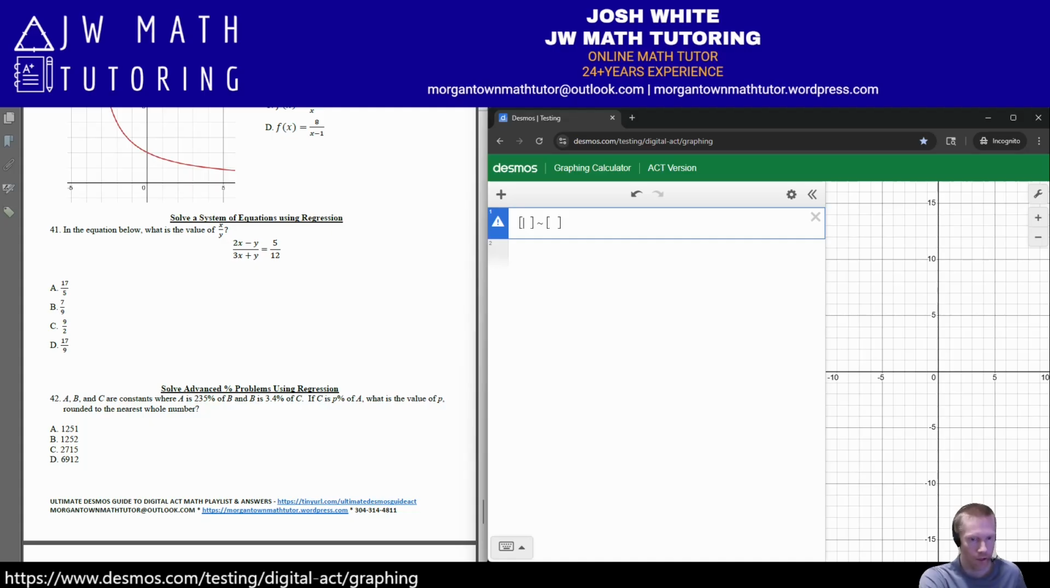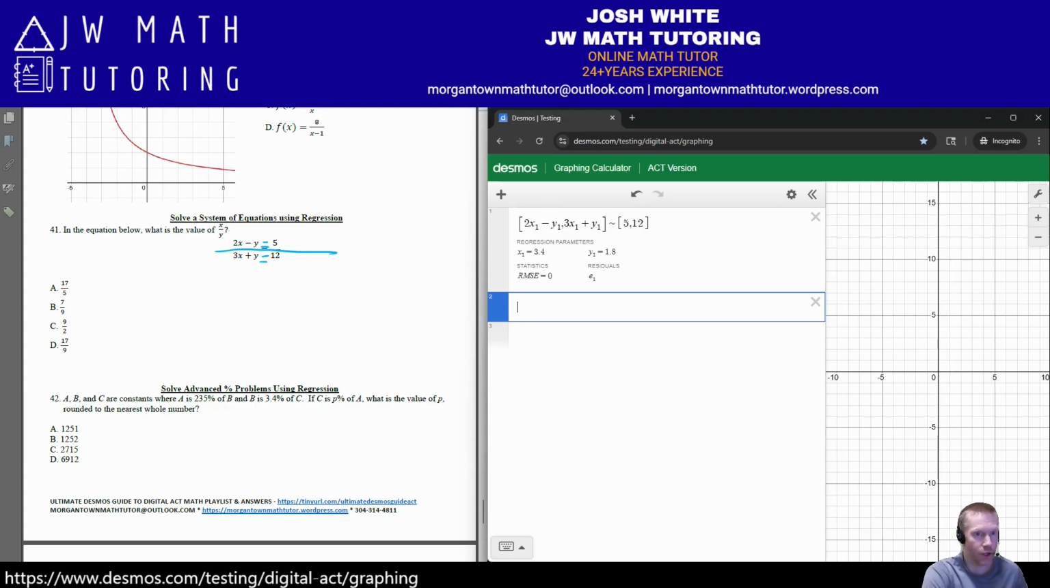quickly in Desmos. So what you're going to do is think about this problem as a system of equations where this is the top equation and this is the bottom equation. Think of it kind of separated like that. So top equation left, and the other thing too, just be aware, you do need to type x1 and y1 because we are doing regression. Bottom equation on the left, 3x1 plus y1. Now, top equation right, 5. Bottom equation right, 12.